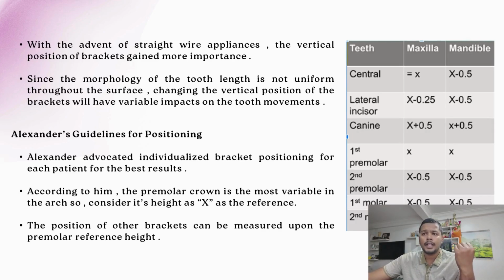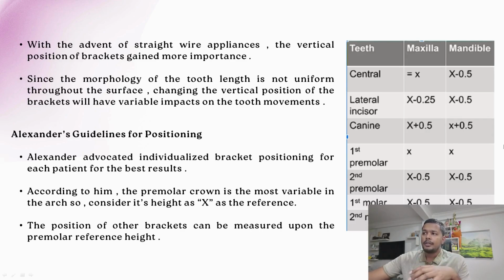For the Alexander guideline, Alexander advocated individual bracket positioning for each patient for the best result. So it's like an individualized bracket positioning system. It's not based on a cookie-cutter recipe. According to the Alexander guidelines, the premolar crown is the most variable in the entire arch, so he considered it as a reference.